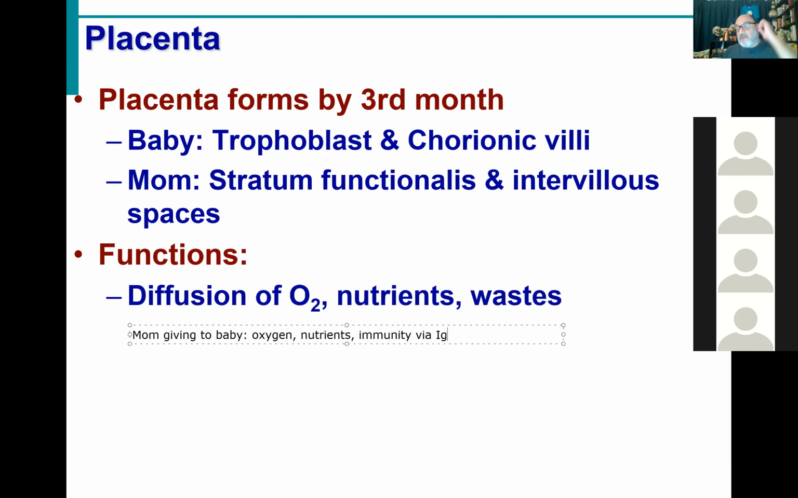Well, think of it this way. If mom gets sick, gets a common cold, that virus invades her, is there a chance that the virus might invade the baby as well? Yeah, so which immunoglobulin would help us in that situation?